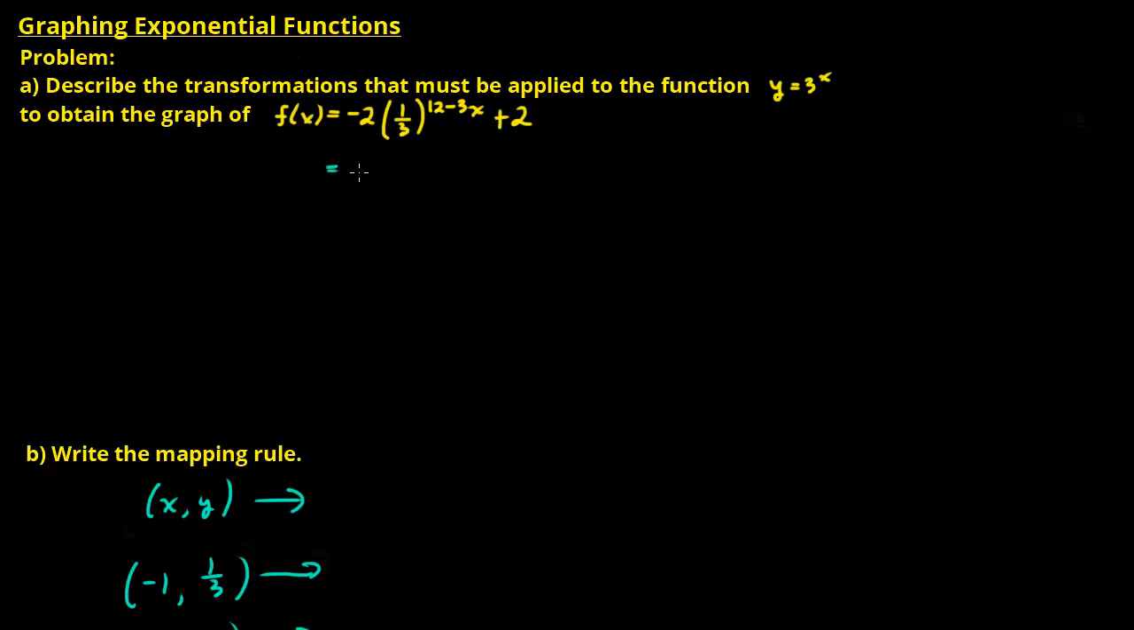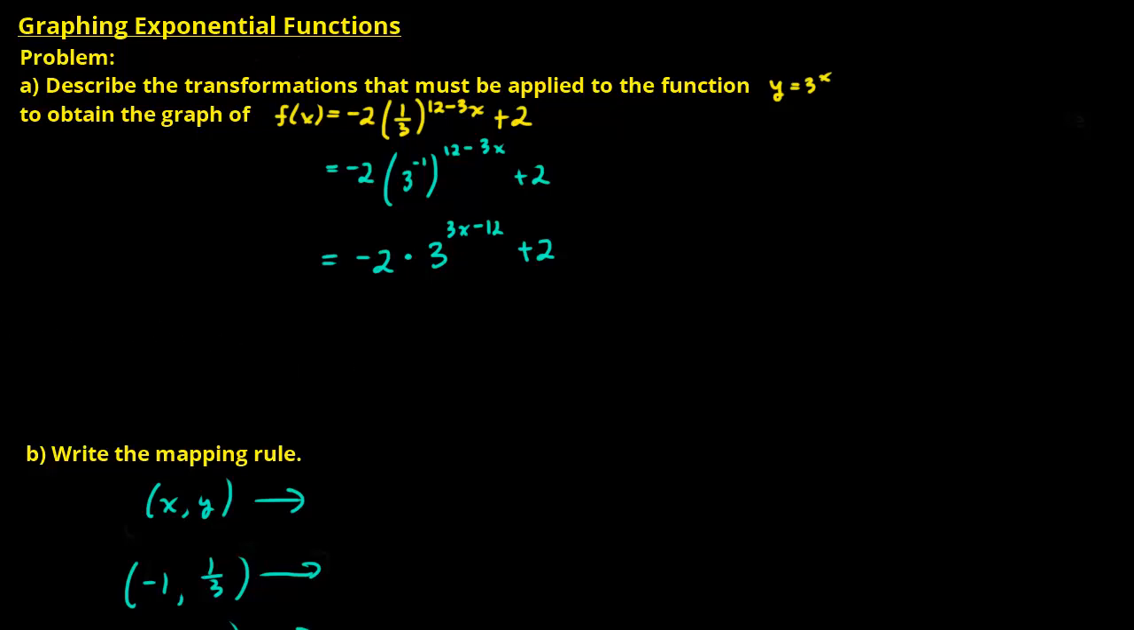So one of the things to notice is that we can rewrite this as -2 times 3 to the power of (-1)(12 - 3x) plus 2. Now we can use the exponent laws to simplify this. I can multiply these exponents because I have a power to a power, so I multiply the exponents using the exponent laws. That gives me 3x - 12, because (12 - 3x) times negative 1 just changes the sign on each of these terms. So we have -2 times 3 to the power of 3x - 12, plus 2.